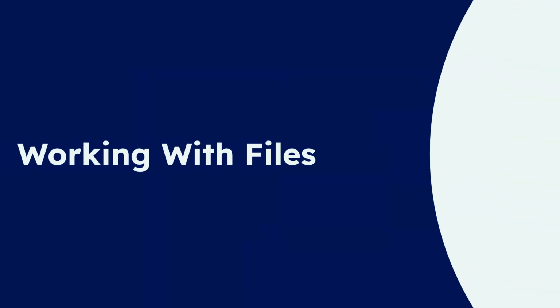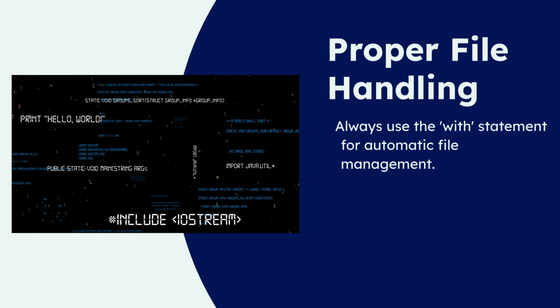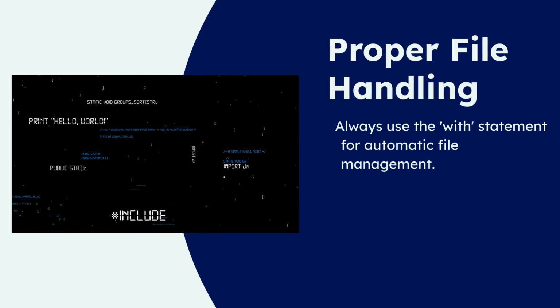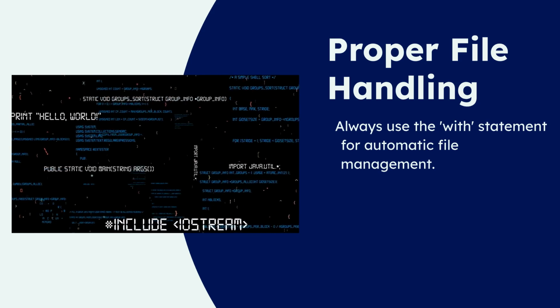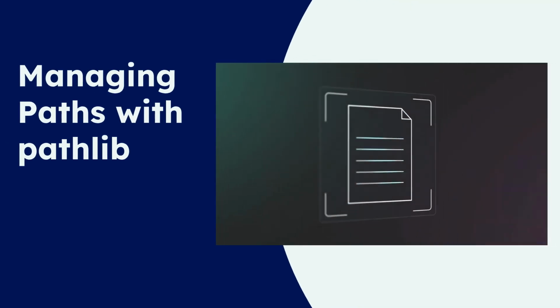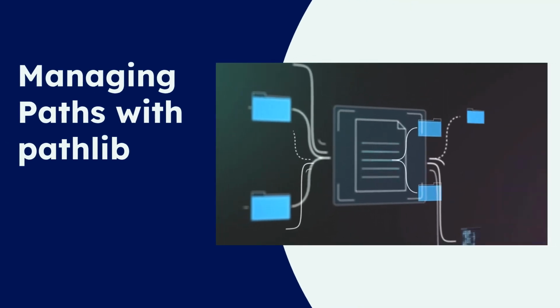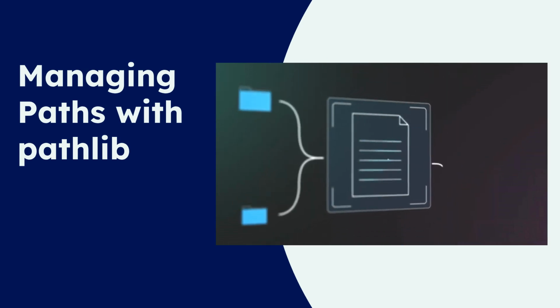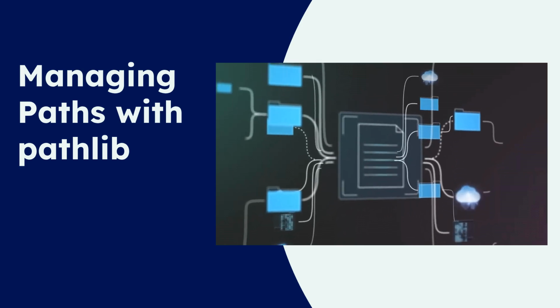Next up is file handling. Real-world programs frequently need to read and write data to disk. You will practice opening files safely, reading text data, writing output files, and handling errors. Always remember to use the with statement for automatic file closing. The pathlib module offers a modern, safer way to work with file paths. It simplifies tasks like locating files, checking existence, and joining folder paths compared to older string-based methods.